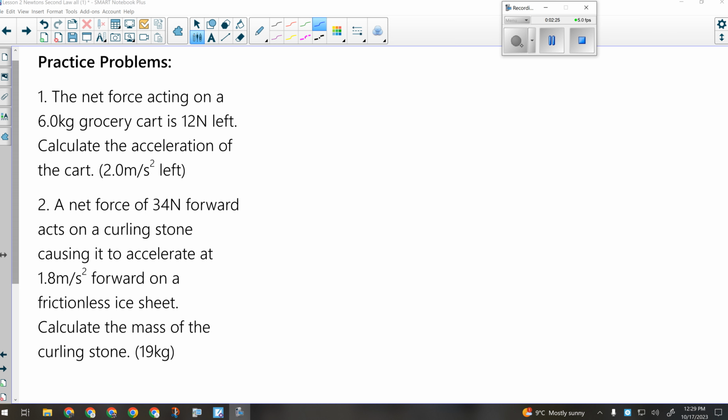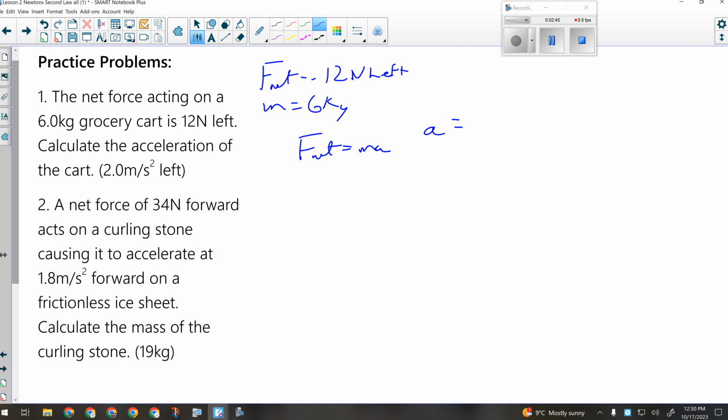For the first one here, they're telling us the net force is 12 newtons to the left. So they told me F net, 12 newtons left. They told me the mass, 6 kilograms, and they're looking for the acceleration. So F net equals m times a, and I'm just manipulating for a. So F net divided by m gives me 12 over 6, 2.0 meters per second squared left. Now vectors are important here. That's what people forget in this unit all the time. Last unit was all about vectors, vectors, vectors. People don't forget. But in this unit, it's easy to miss those.